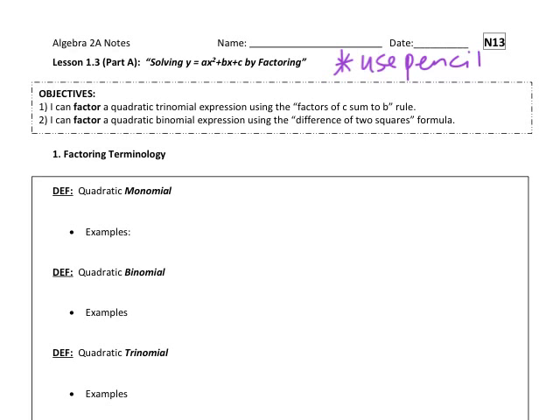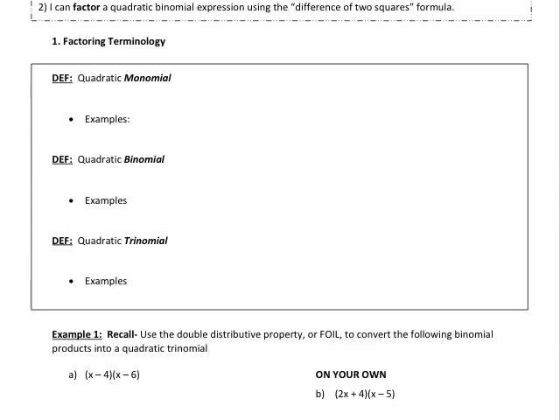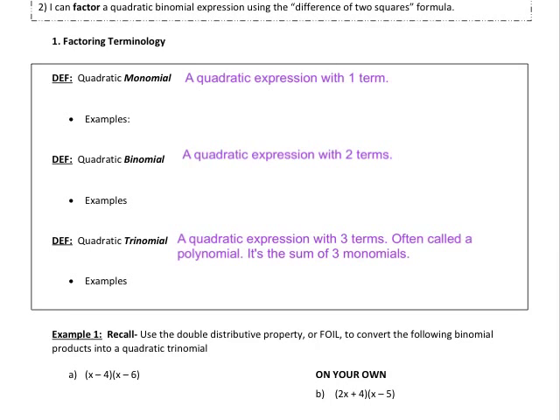So let's go ahead and take a look at some of the terminology that we need to know for this lesson. The first one here is quadratic monomial. A monomial is a quadratic expression with just one term. So some examples of monomials might be just x squared. Okay, or there could be a coefficient in front of that, like 1/2 x squared. We could also have a whole number coefficient like 2x squared. So it's still a quadratic, so it still has x squared, but it has just one term. There's no addition or subtraction here.